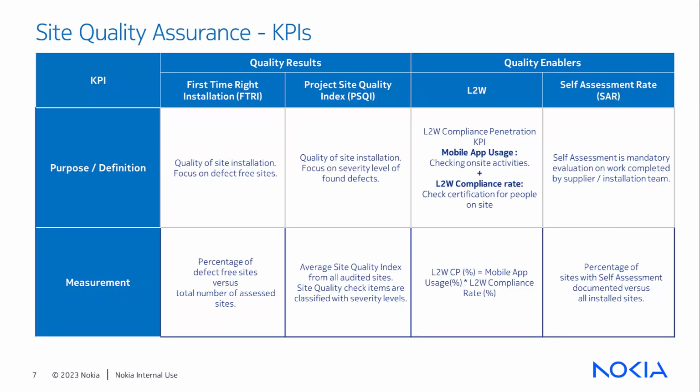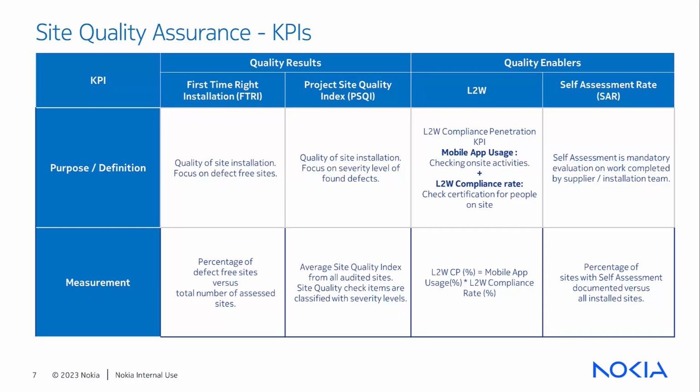MN services focus on continuous improvement of site quality through 4 KPIs, which are defined to ensure site quality on site. First KPI is first time right, followed by license to work, which are global KPIs, and PSQI, budget site quality index, and self-assessment from market perspective. First time right, FTRI or zero defect, where Nokia prefers to have defect-free sites to deliver first time right. There should be zero installation defects.